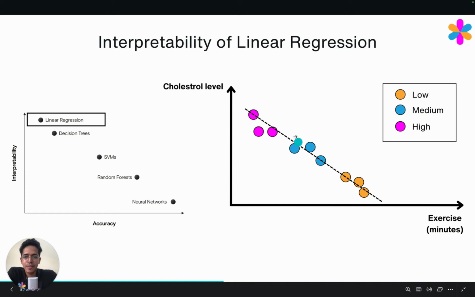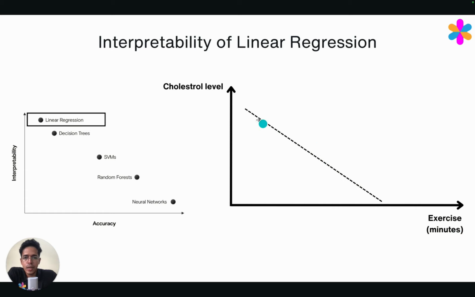So here we have three classes: cholesterol level high, medium or low. And you can also clearly see where you can draw the boundary between, let's say, low and medium. So if the y-axis value is somewhere here, that's the boundary between low and medium. If the y-axis value is somewhere here, that's the boundary between high and medium. Right? Now let's look at this model alone.